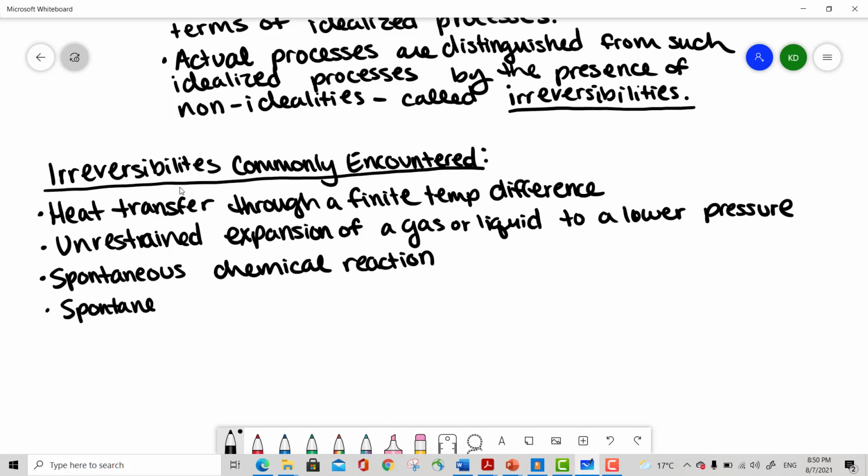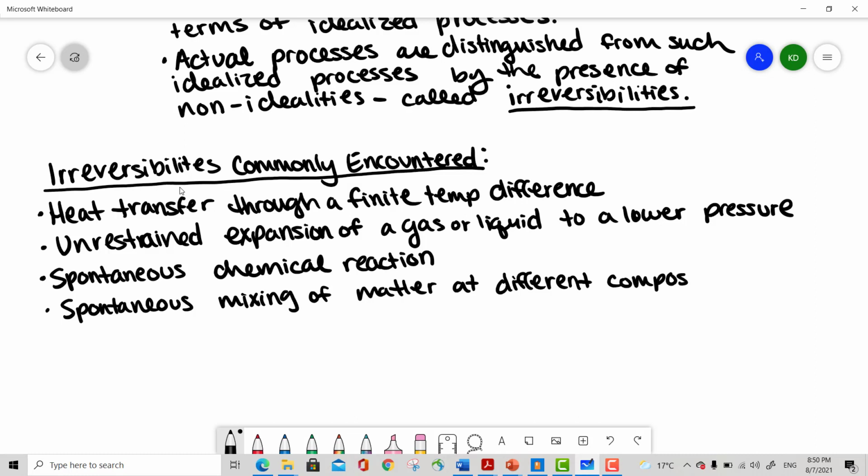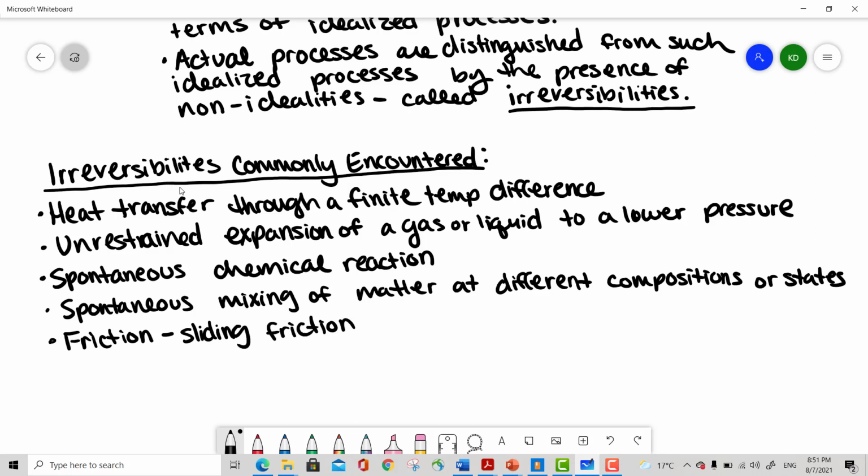Spontaneous mixing of matter at different compositions or states. And then this was kind of mentioned above, friction and its sliding friction, as well as friction in the flow of fluids.